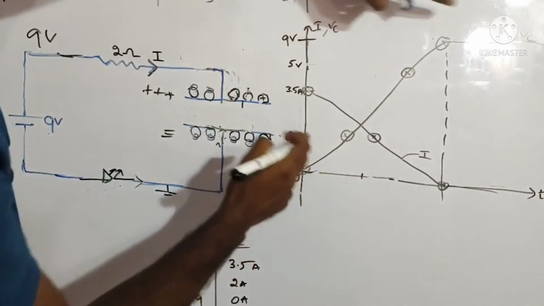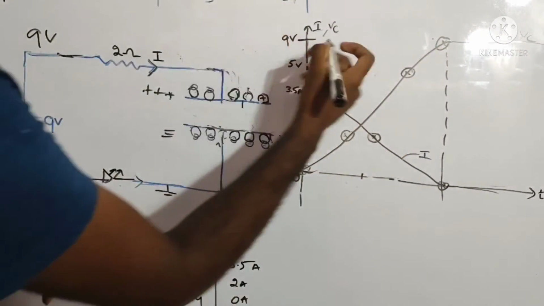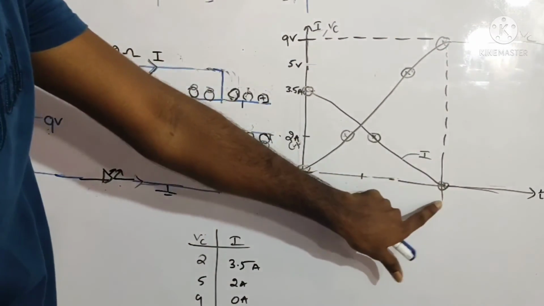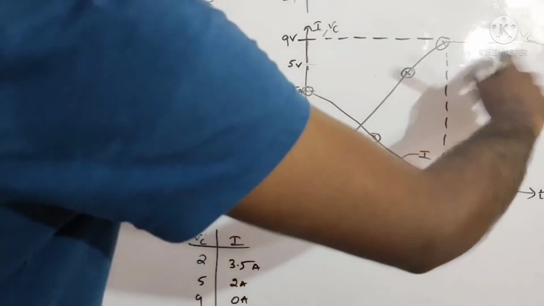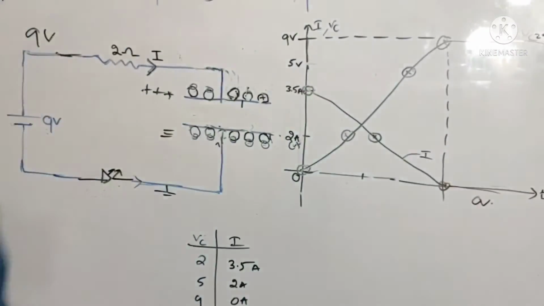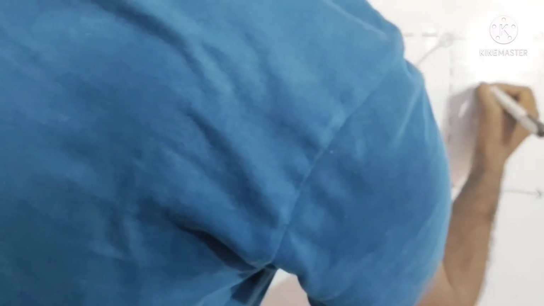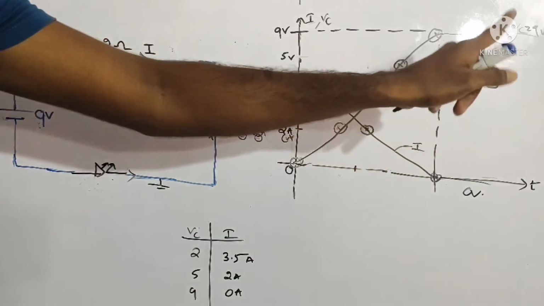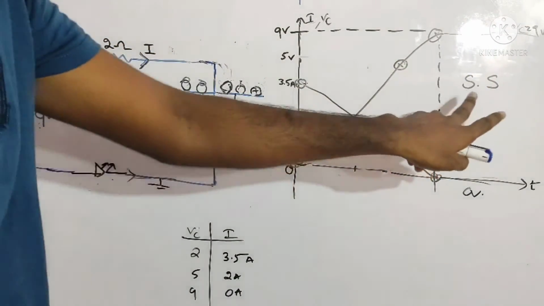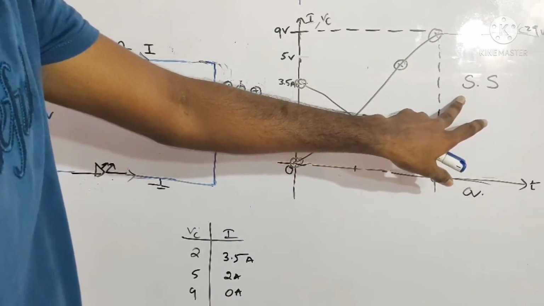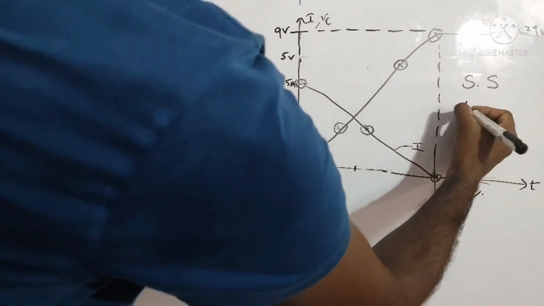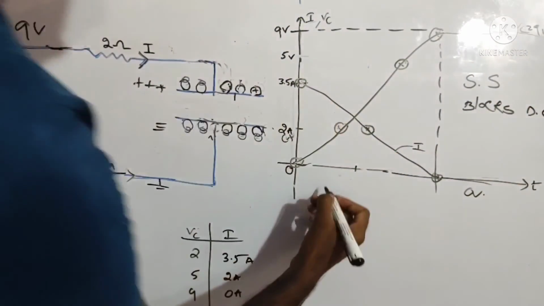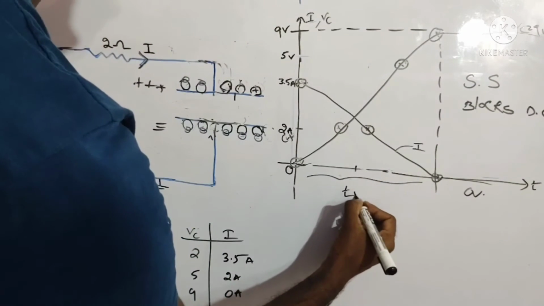When the capacitor is charged to the source voltage, that is 9 volts, the current will become 0. The current is 0, but the voltage across the capacitor remains 9 volts. This is the steady state part, and this is where you can say the capacitor blocks DC. When it is fully charged, it blocks DC. But this phase is the transient phase of the capacitor.